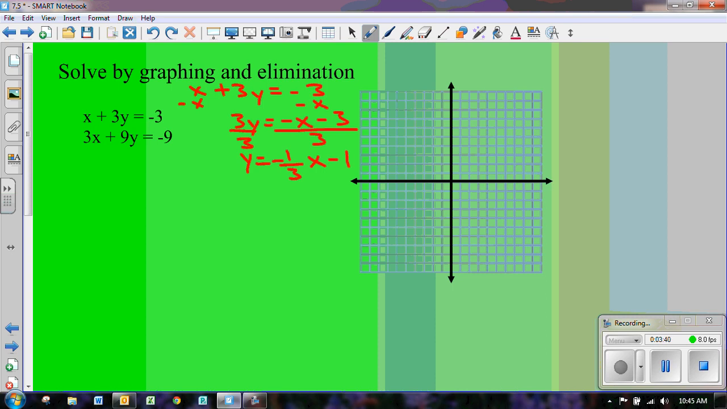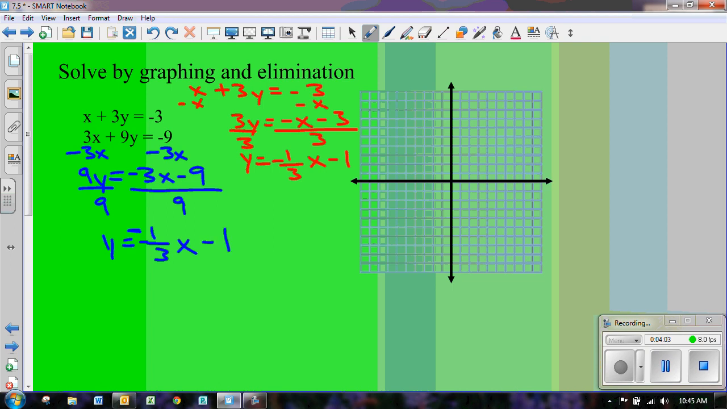And my second one we'll do in blue. Subtract 3x from both sides, and so 9y equals negative 3x minus 9. And we are dividing by 9 on both sides, so y equals negative 1/3 x minus 1. Okay, so I'm going to write that equation. So, let's go ahead and graph them.